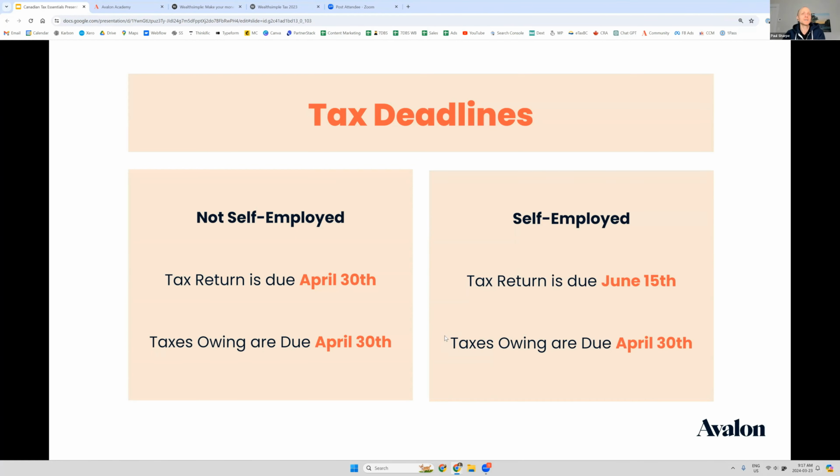If you're self-employed, meaning you have business income or self-employment income, your tax return is due June 15th. But weirdly, your tax balance owing is still due April 30th.